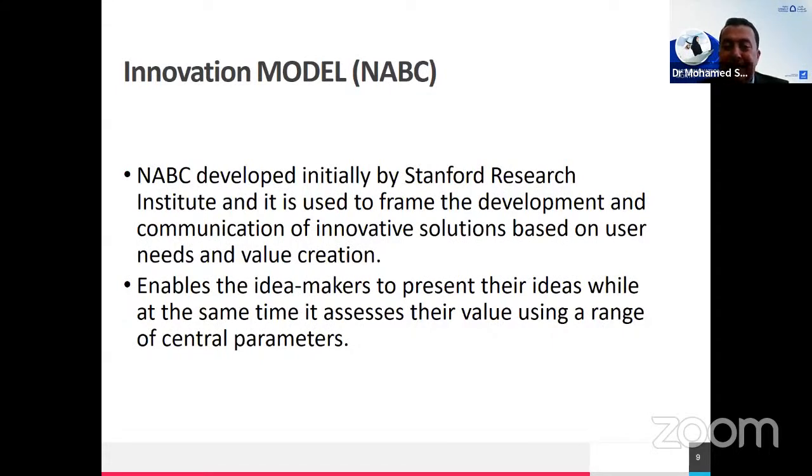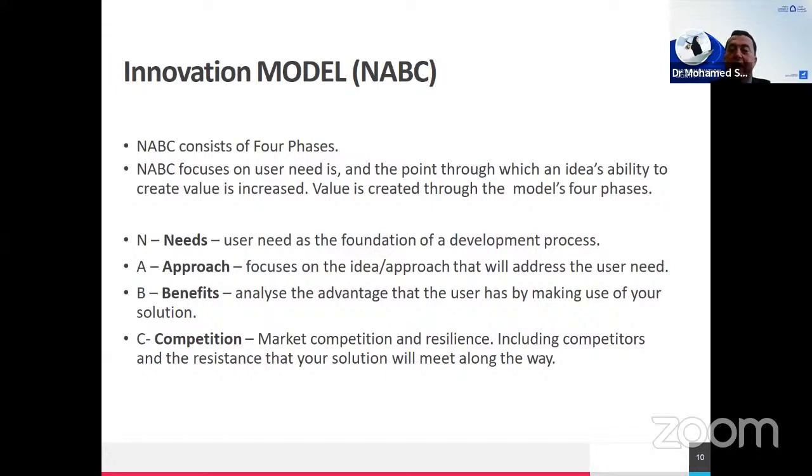In other words, you have an idea. You want to be able to present your idea, to develop your idea, to work with a team, and to put your idea on paper or in a presentation, collaborating with your team. So you need to follow this innovation model, NABC, to succeed in your project. NABC has 4 phases. N is for needs, A for approach, B for benefits, and C for competitors or competition.